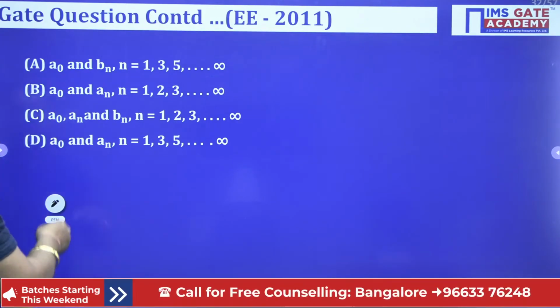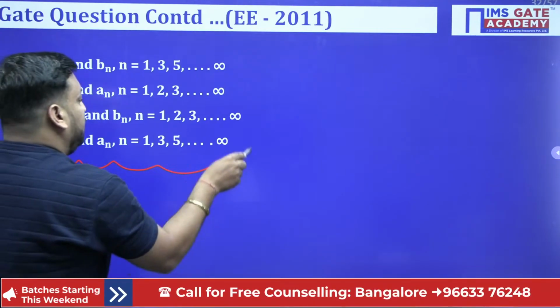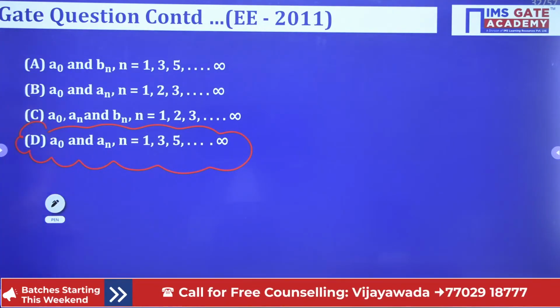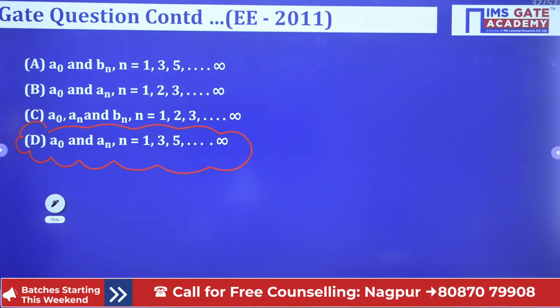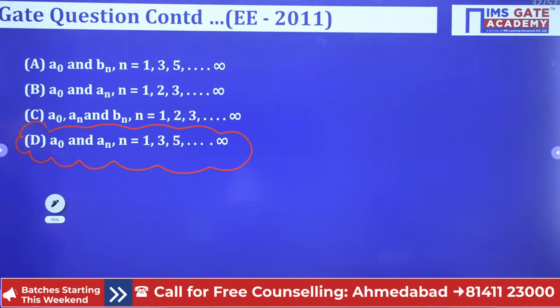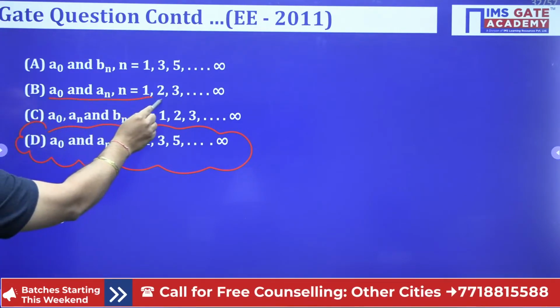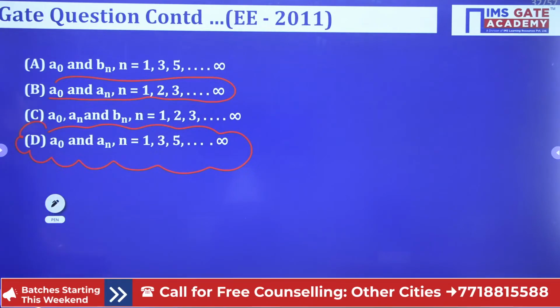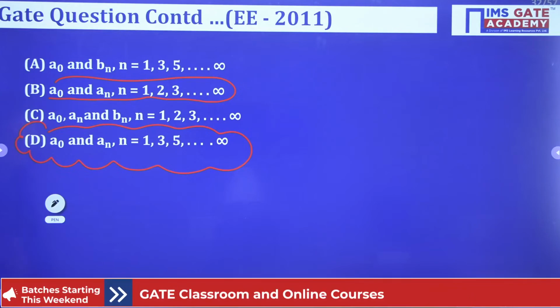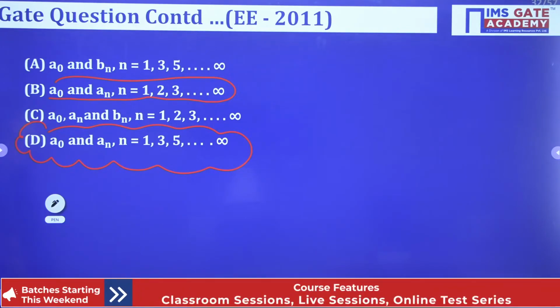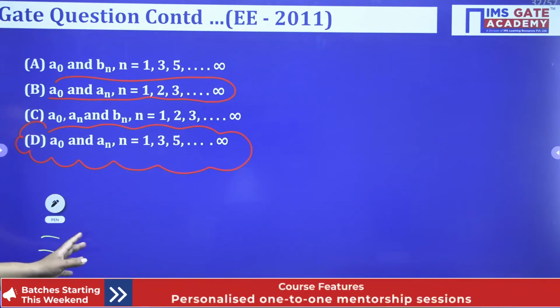Which option? Are you saying option D for Delhi? It asks for non-zero A0 and An. Option B is not correct, because in B everything from A1 to A2 is coming. You are saying that for odd values of n, that is why D for Delhi. You are saying correct, A0 and An for odd values of n are non-zero. Then option D, yes. It is D for Delhi. Correct or not?